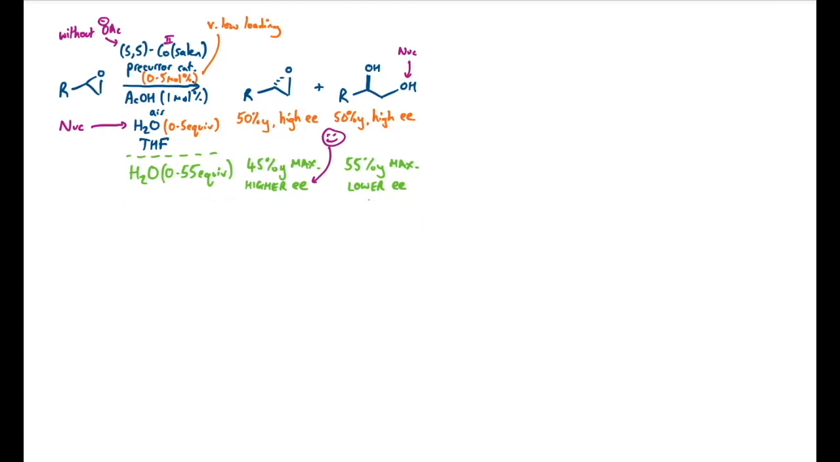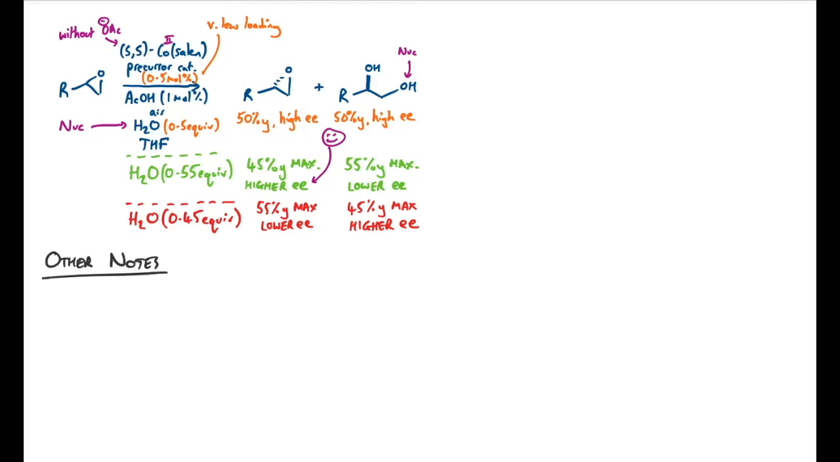If I only put 0.45 equivalents of water in there as the nucleophile, the reverse scenario will happen, in that we can get a maximum of 55% yield of the epoxide. That's because not all of it is opening, and this will be at lower EE, up to 45% yield maximum of the diol, but the payoff is to get a higher EE. Okay, and just some other notes about this reaction that might be interesting.